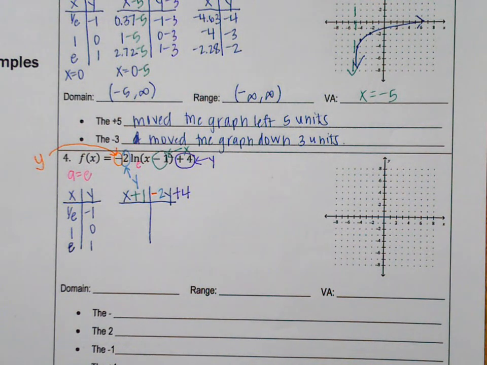So as you can see, I started off my table with applying my transformations. So the negative is one transformation, that's a change to y. The 2 is another transformation, that's still a change to y. The -1, because it's in the parentheses, it's going to be a change to x. And then the +4 is outside the parentheses, that's going to be the third change to the y. Now I'm just going to apply that to my x and y values, and then I'm going to get my final table.